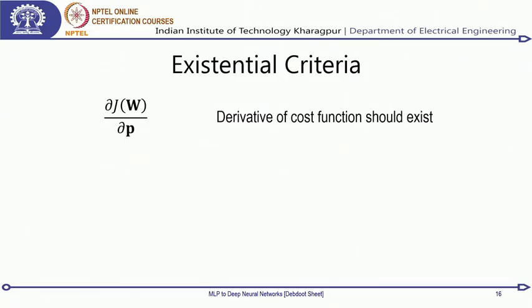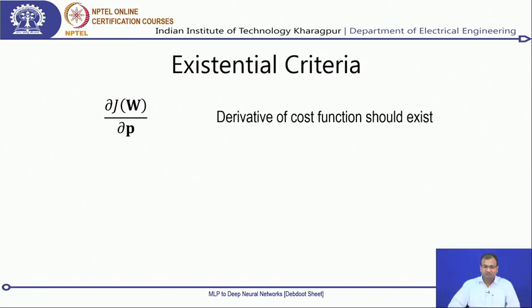My first component there, which is del p of jw, is what is called the derivative of the cost function, and that part should exist. Let's take a very simple example: these two cost functions. The first one is the L2 norm, the second one is the L1 norm, and let us see if its derivative exists.